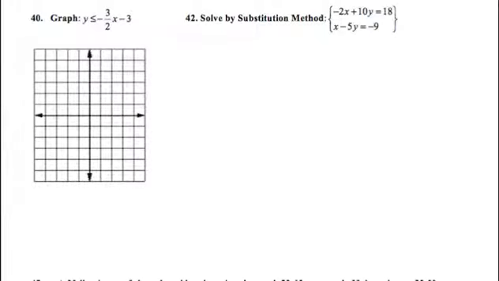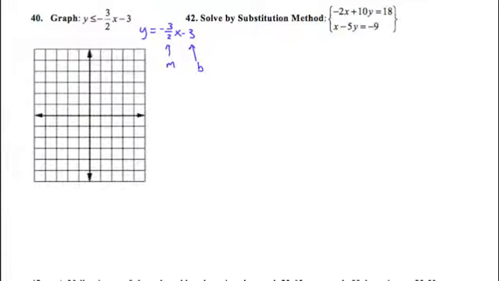All right, next we'll take a look at problem 40. And in 40, we're asked to graph this inequality. Well, we first start with graphing this as if it was a line. So I'm really going to just think of it this way. Y equals negative 3 halves x minus 3. Notice this is in slope-intercept form, where the value in front of x is my slope, m, and this value at the end is my y-intercept, and we call that b.